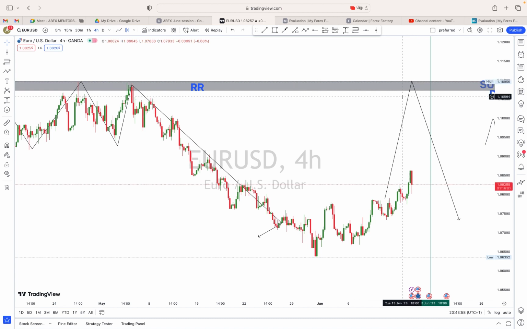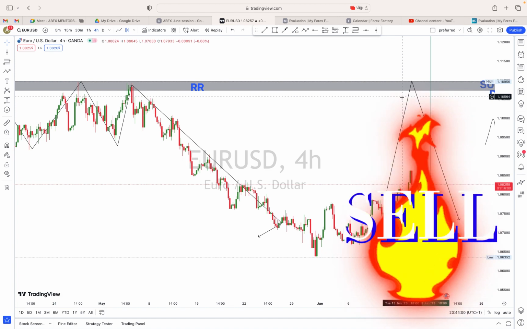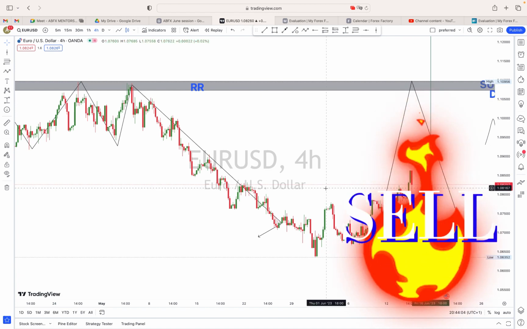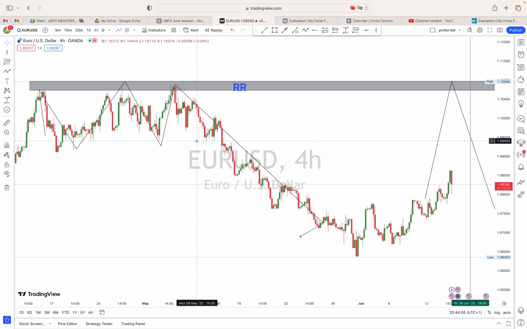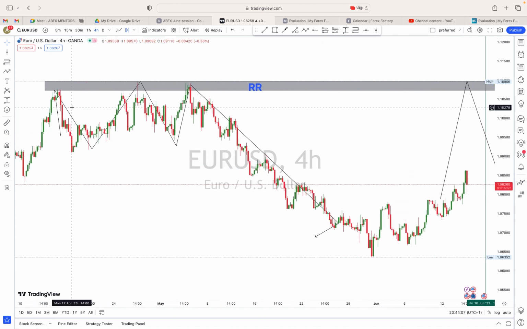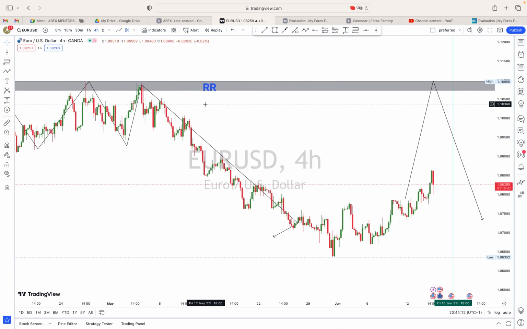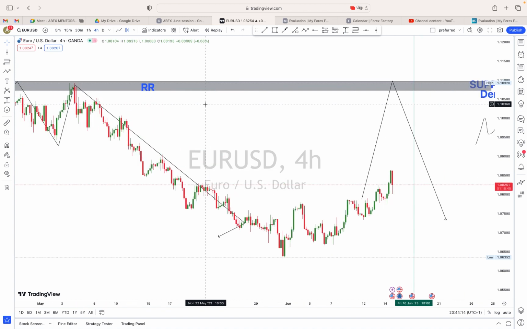You are anticipating a sell. So once price reaches this level, you will definitely go in for a sell. Why? Because this is a resistance level that price has failed to break above. Price kept coming to this level and falling. So based on price action, the psychology is that when price reaches this level, it is going to fall again. It's a resistance level.